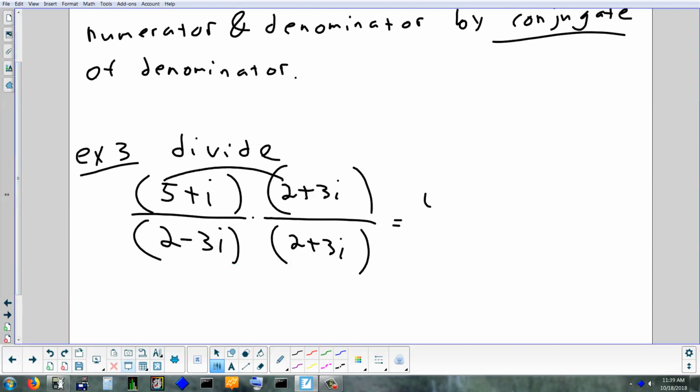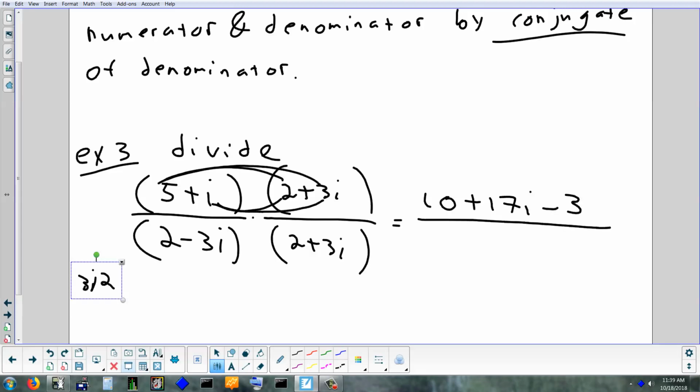So we get 5 times 2. We get 5 times 3i. So in my head, I'm just going to think, okay, 15i and 2i. 15 and 2 gives me 17. So that's 17i. And the last part is i times 3i. Okay. And if we want, we can do it all at once. Well, i times 3i is 3i squared. But i squared is what number? So that's really negative 1 times 3. Or minus 3.